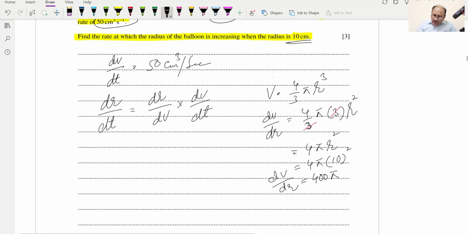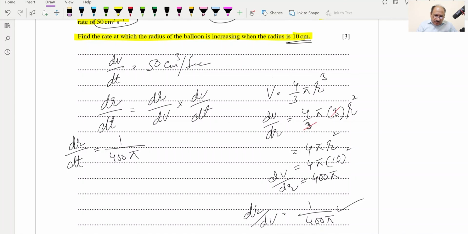Now this value dV over dr we can replace. We require dr over dV, so we can take the reciprocal of this value. The reciprocal will be 1 over 400 pi, and this value we will replace over here. dr over dt is equal to dr over dV, which is 1 over 400 pi, and dV over dt, which is provided over here, which is 50 centimeter cubed per second, so it will be 50 over here.